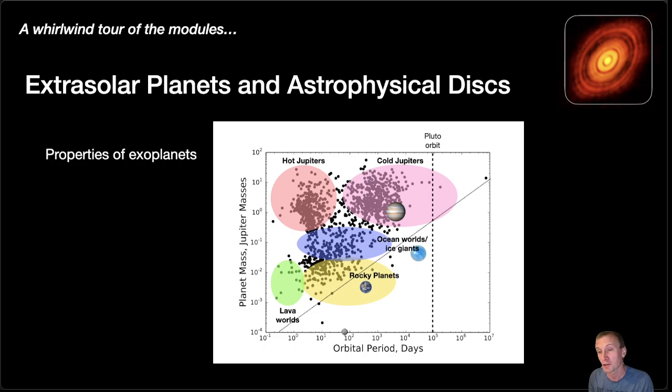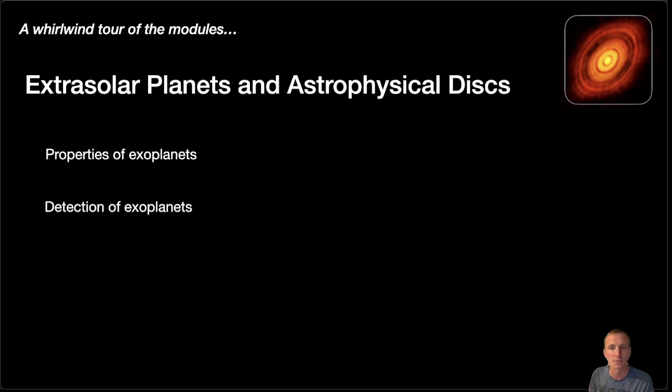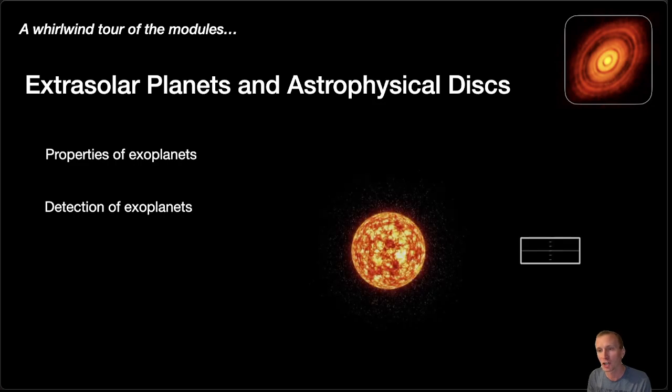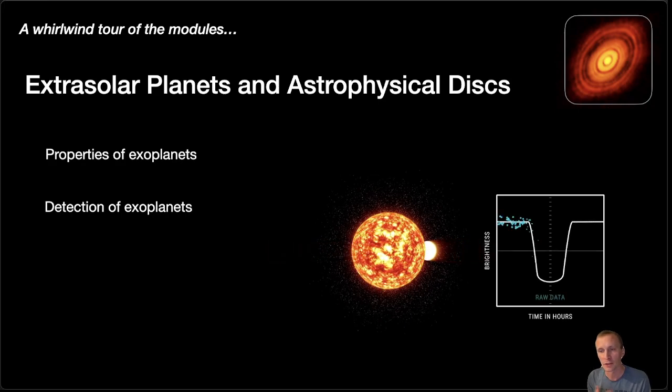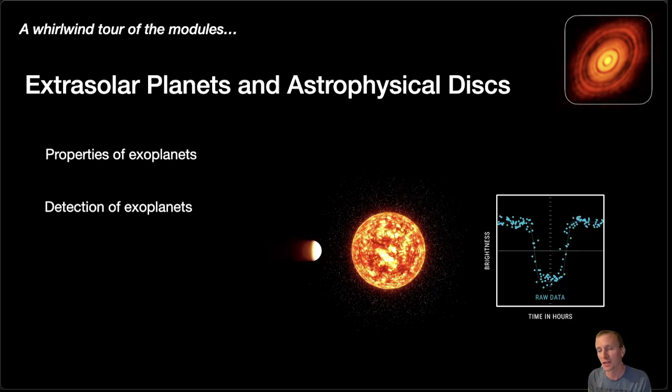But it's also interesting to see their different characteristics, things that we don't have in our solar system, like hot Jupiters and super Earths. So we'll look at the properties of planets, how we detect them in the first place. So for example, with the transit method, where the planet passes in front of the star and makes it look fainter periodically. So in addition to this, you'd look at all kinds of other detection methods that we have.